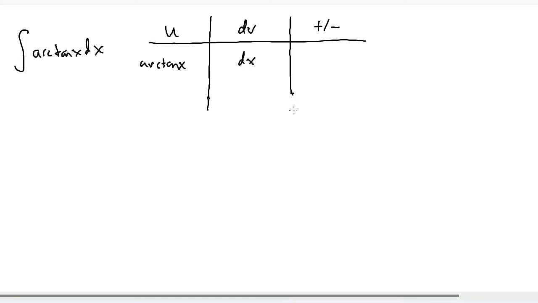So I'm going to go ahead and derive the u column. So the derivative of arctan x, where the formula is u prime over 1 plus u squared. So if u is x, then I have 1 over 1 plus x squared. And if I integrate dv, the integral of dx is just x. And we have plus minus.